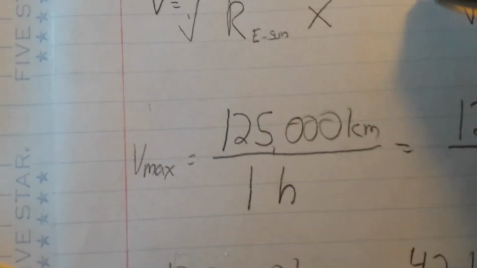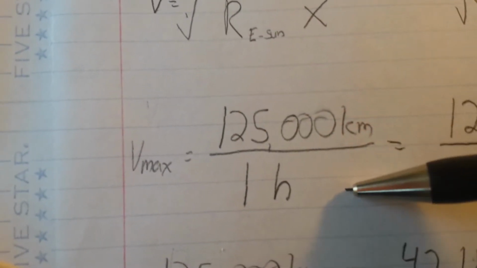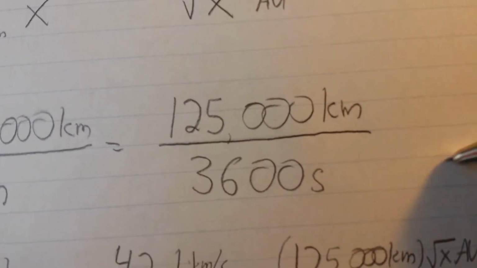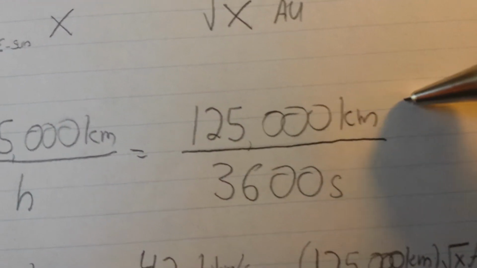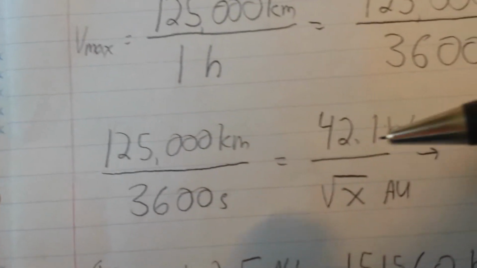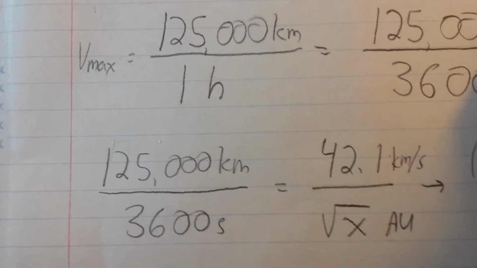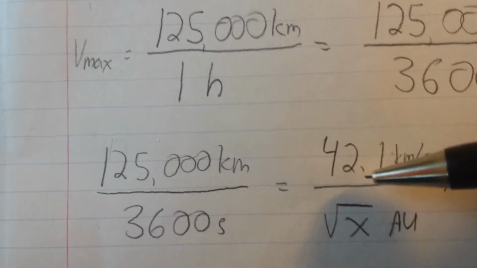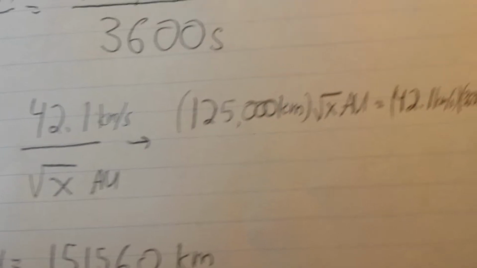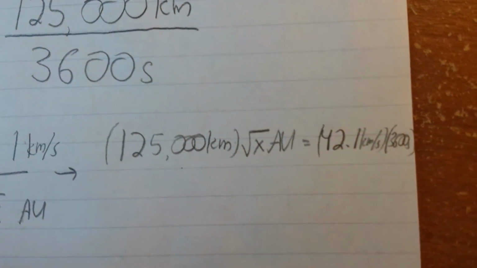So they give you that the maximum velocity is 125,000 kilometers per hour. Now, normally when you're given something per hour, you convert it into seconds, and there's 3,600 seconds in an hour, so it's 125,000 kilometers per 3,600 seconds. And again, we go back to the earlier equation we found. So again, this is from right here. And then this is the earlier equation we solved at the beginning of Part B. And basically, it's just cross multiplication, and you end up with that.